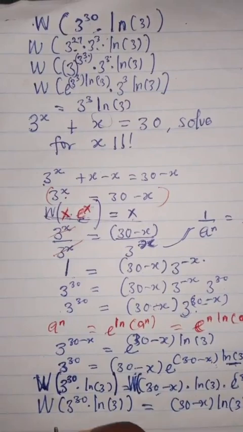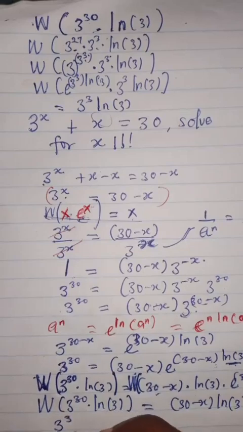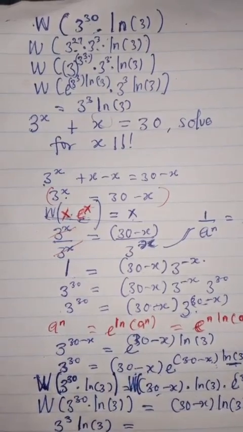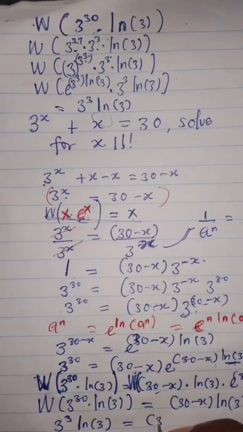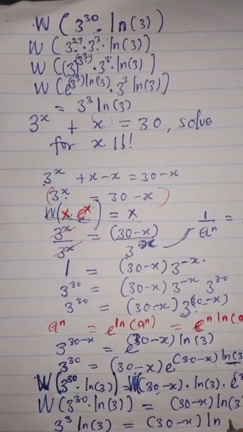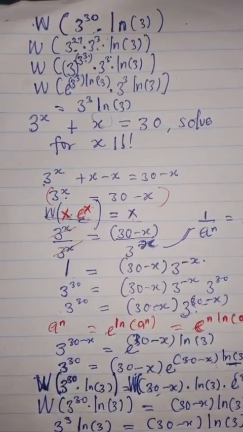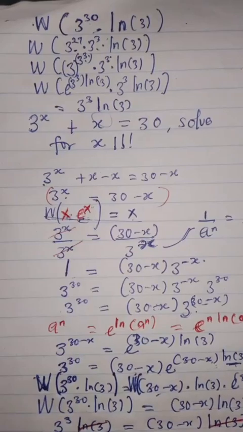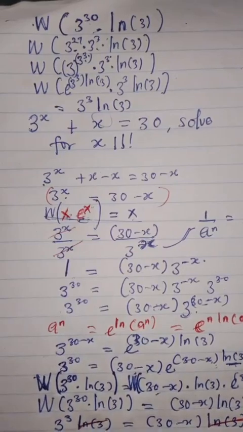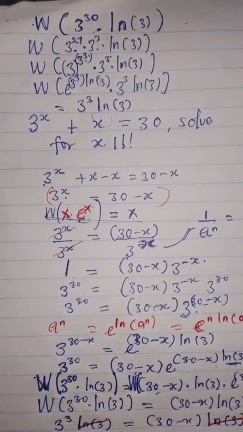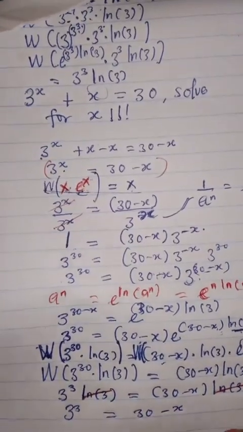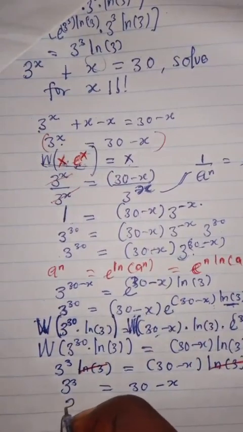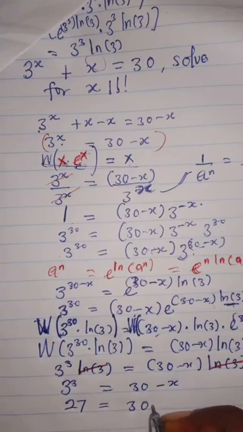Then I have 3 raised to the power of 3 multiplied by natural log of 3 equal to 30 minus x multiplied by natural log of 3. If we divide both sides by natural log of 3, natural log of 3 will cancel out. So what remains here is 3 raised to the power of 3 is equal to 30 minus x. We already know that 3 raised to the power of 3 is 27. So that will be 27 is equal to 30 minus x.